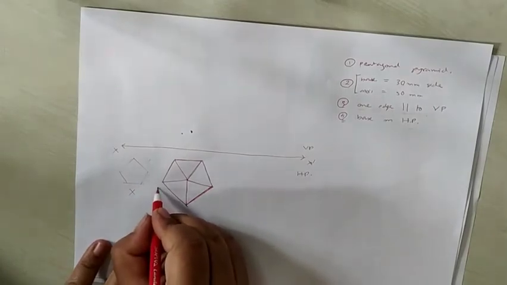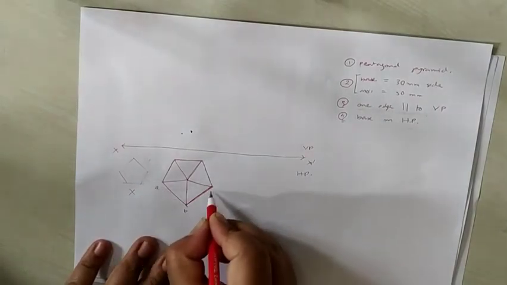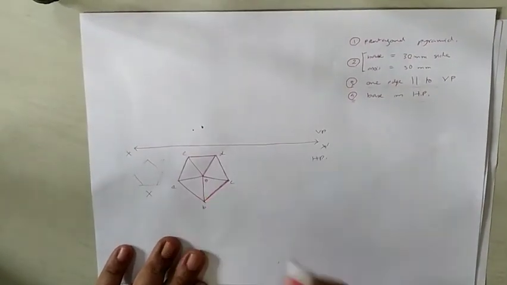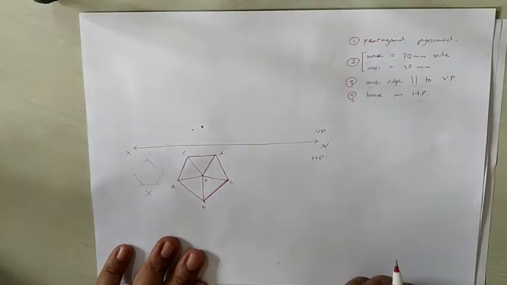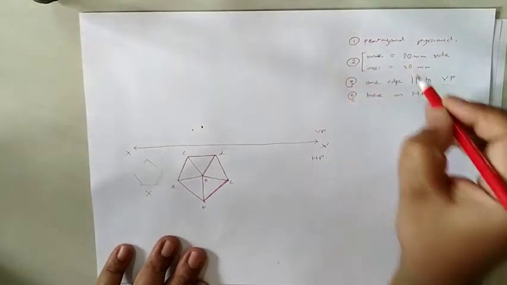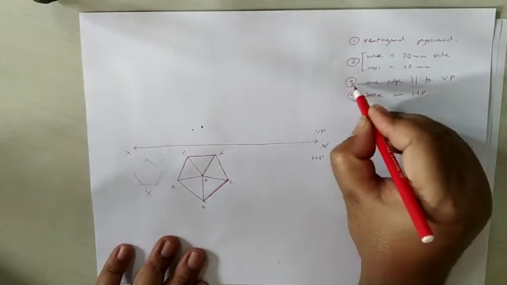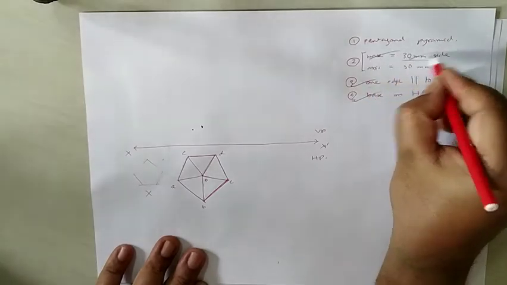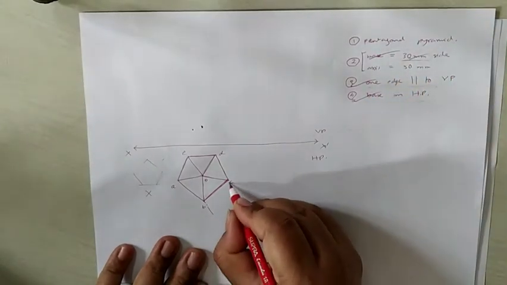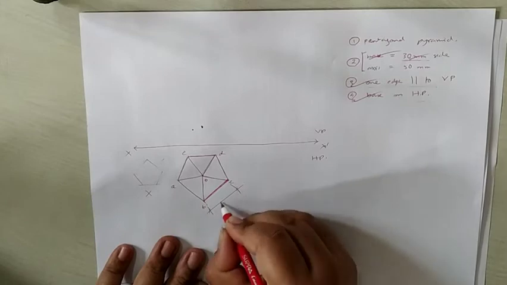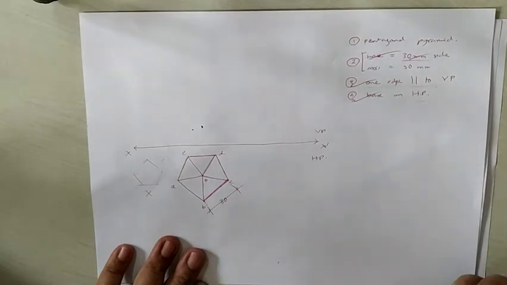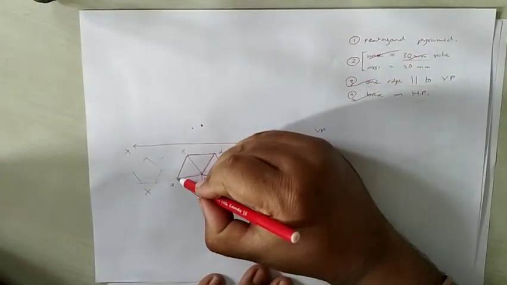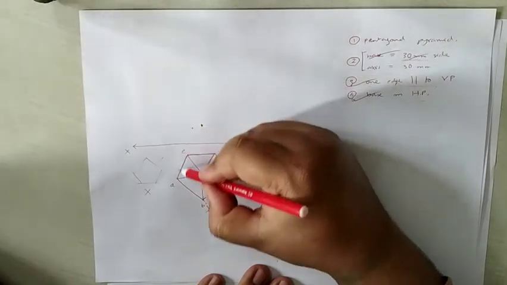You can name the pyramid A, B, C, D, E, and this point we can name it as O. Now this base is satisfied, one edge parallel is satisfied, this side it is given 30 mm, this is satisfied. Like one side you can take the measurement and it will be around 30 mm. Now you need to draw the elevation. We take projection from all these various points.